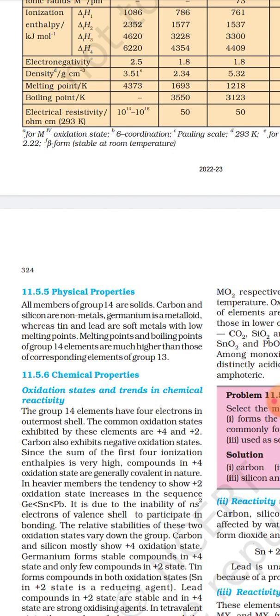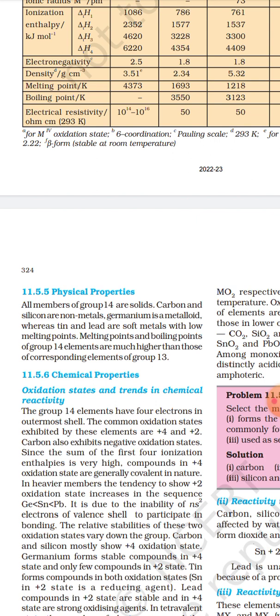Chemical properties. Oxidation states and trends in the chemical reactivity. The group 14 elements have 4 electrons in the outermost shell. The common oxidation states exhibited by these elements are +4 and +2. Carbon also exhibits negative oxidation states since the sum of the first 4 ionization enthalpies is very high. Compounds in the +4 oxidation state are generally covalent in nature.